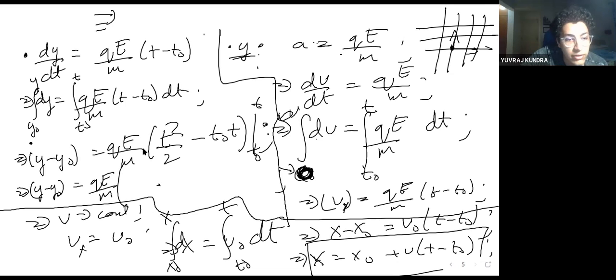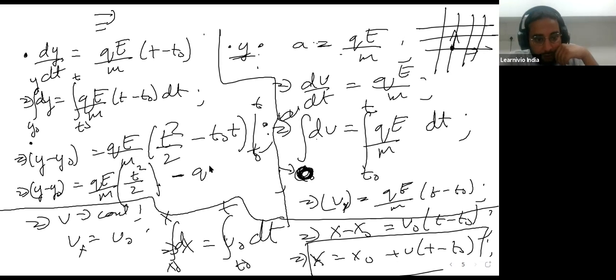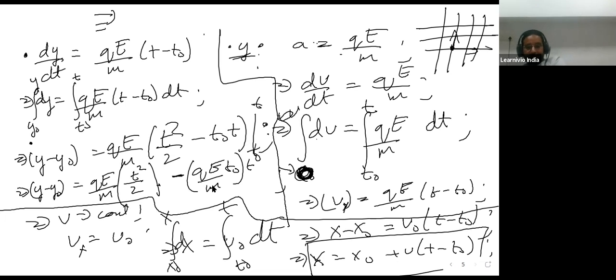So now we'll get QE upon M multiplied by T square upon 2 minus T minus T naught, so minus QE over M T naught T. Lovely.